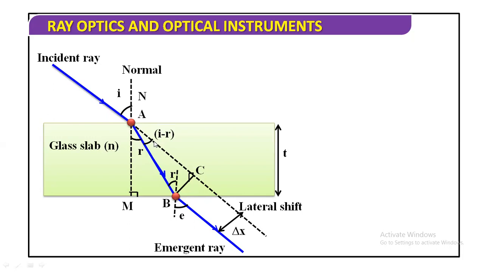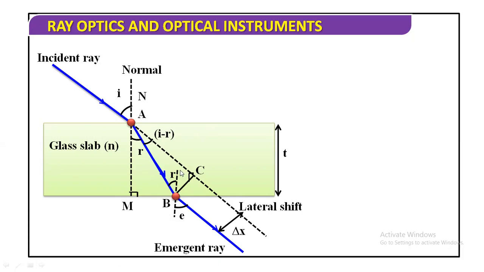And this angle R is called the angle of refraction. And this remaining angle, I minus R, is called the angle of deviation. I minus R is called the angle of deviation. So it is the angle between the expected path of the ray of light shown by this dashed line and the actual path of the ray of light shown by this AB line. Now, the ray of light reaches point B. At point B, we draw a normal.